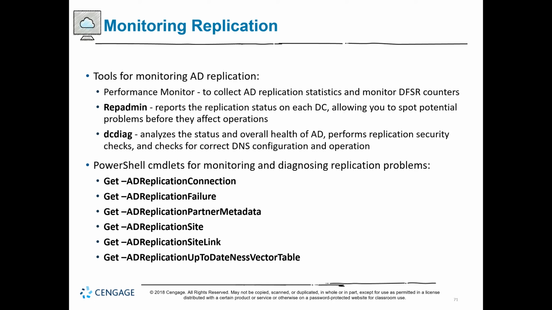Then there are PowerShell cmdlets for monitoring and diagnosing replication problems: Get-ADReplicationConnection, Get-ADReplicationFailure, Get-ADReplicationPartnerMetadata, Get-ADReplicationSite, Get-ADReplicationSiteLink, Get-ADReplicationUpToDatenessVectorTable. So if you're going to be doing a lot of stuff with PowerShell, this would be a nice one to add to your little cheat sheets, just so you have it there for the future.